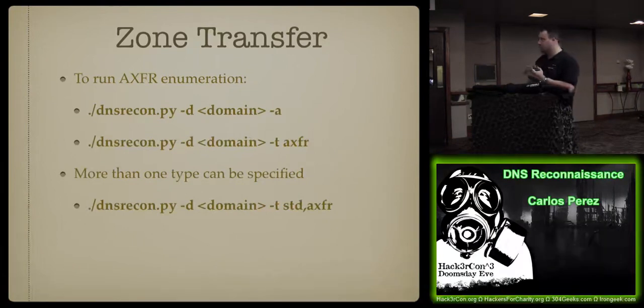So this is the example of running a zone transfer: dnsrecon -d -a, or I can give it a type of AXFR. If I want to chain different types of enumeration, I can do -t for type, and I can do standard enumeration, AXFR.